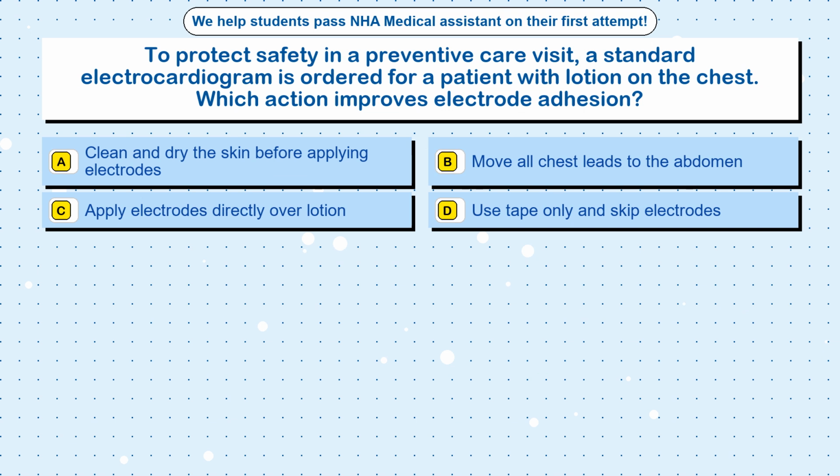Question 57. To protect safety in a preventive care visit, a standard electrocardiogram is ordered for a patient with lotion on the chest. Which action improves electrode adhesion? Option A, clean and dry the skin before applying electrodes. Option B, move all chest leads to the abdomen. Option C, apply electrodes directly over lotion. Option D, use tape only and skip electrodes.